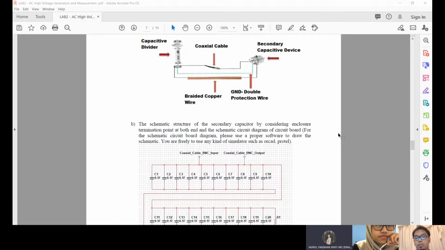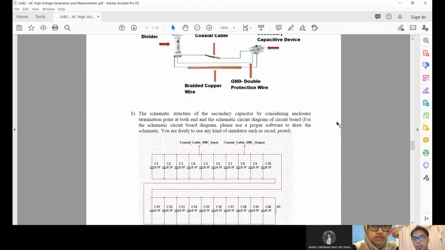Okay, so the secondary capacitor device has two parts, which are the inner and the grounding. For the inner, the coaxial cable will be connected to the banana plug, and then the grounding will be connected to the grounding part.